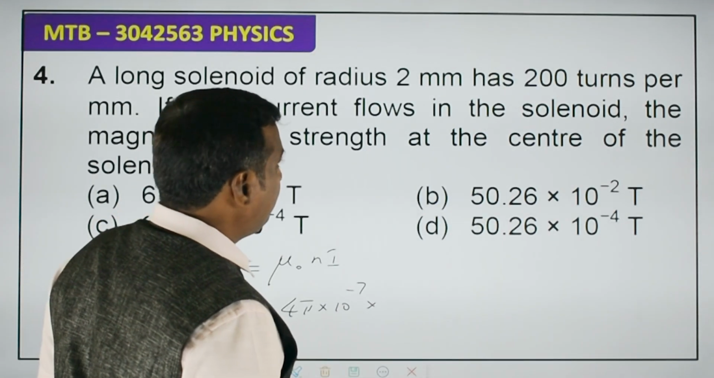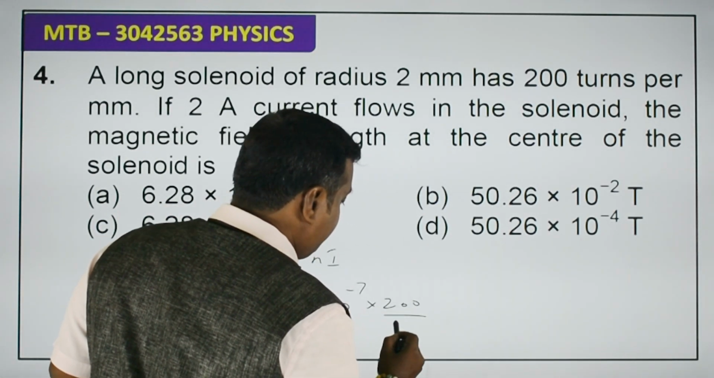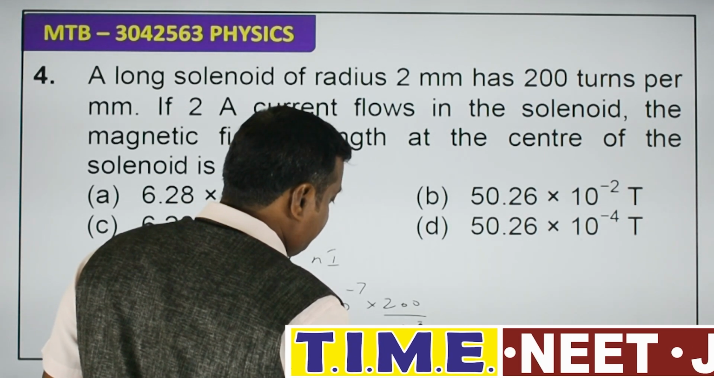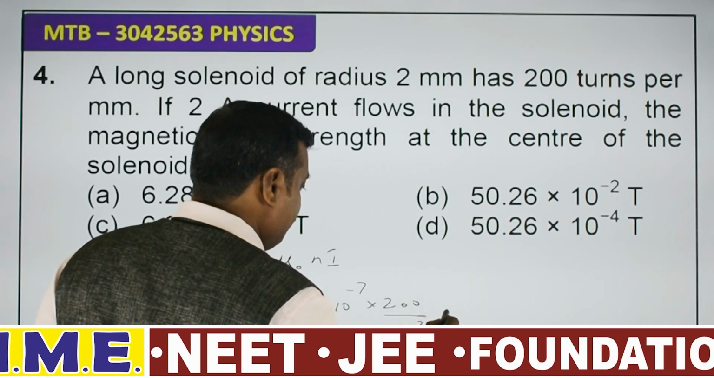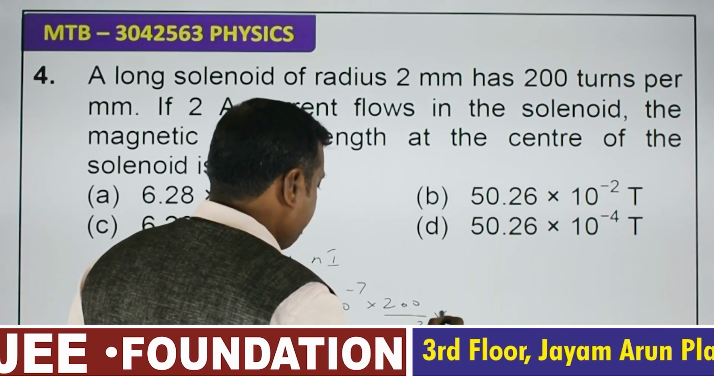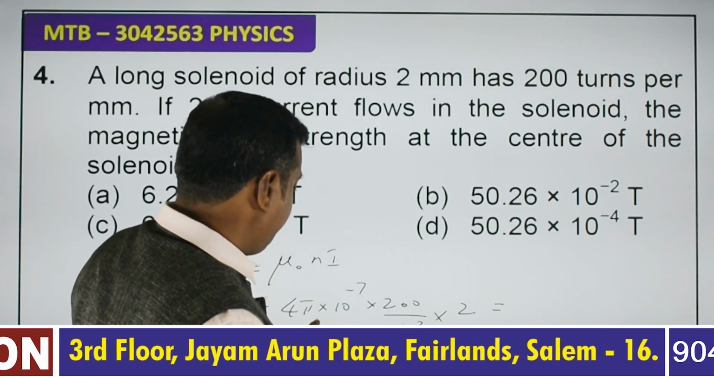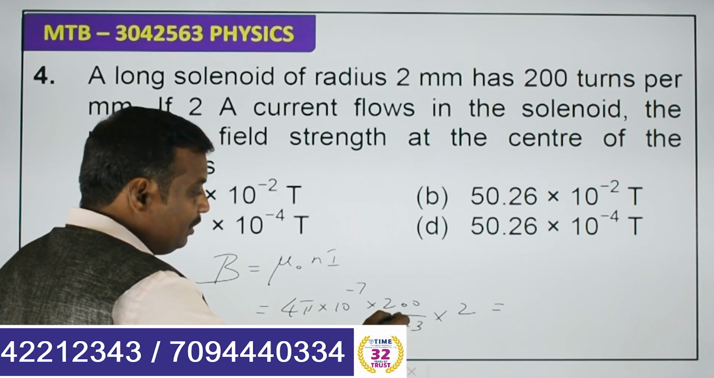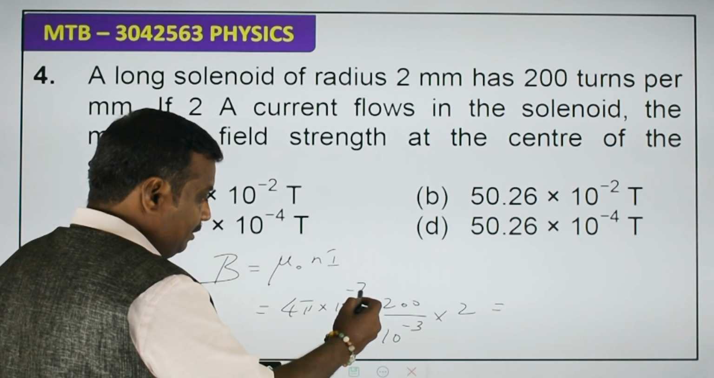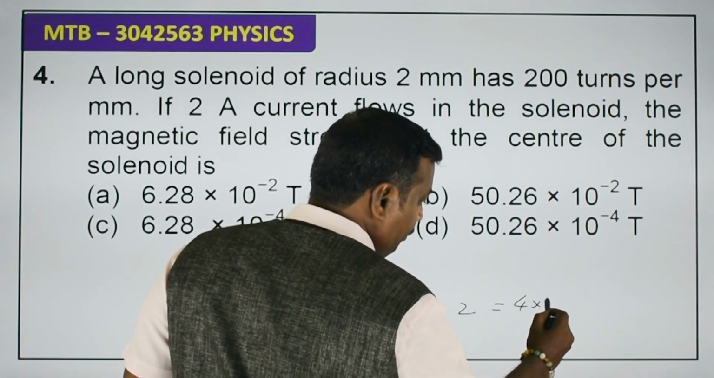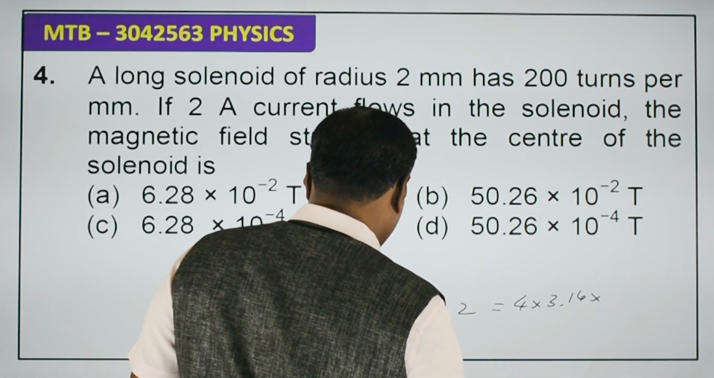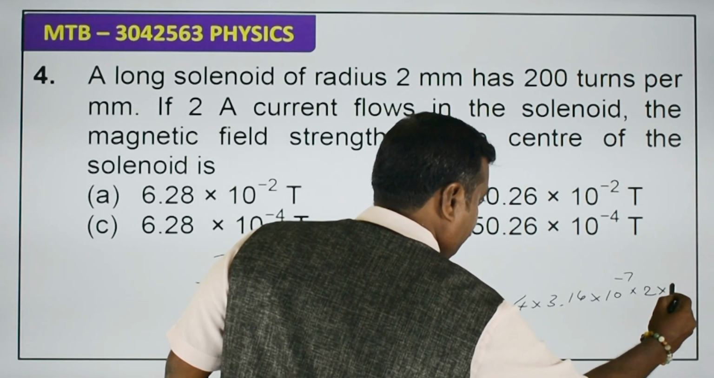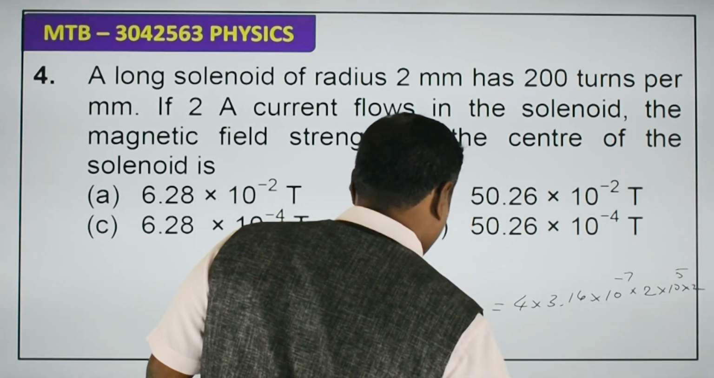So the value of n is 200 turns. So 200 divided by millimeter, so to convert to meter, 10 power minus 3, right? And then the value of I is 2 ampere, so put 2. So what happens is 10 power minus 3 going up becomes 10 power plus 3, and these two 2 zeros, so you get 10 power plus 5. Here we have 10 power minus 7. So I'll write it as 4 into the value of pi as 3.14, into this 200, with 10 power minus 7. For this 200, 2 into 10 power 5 into 2, right sir, this 2, right?